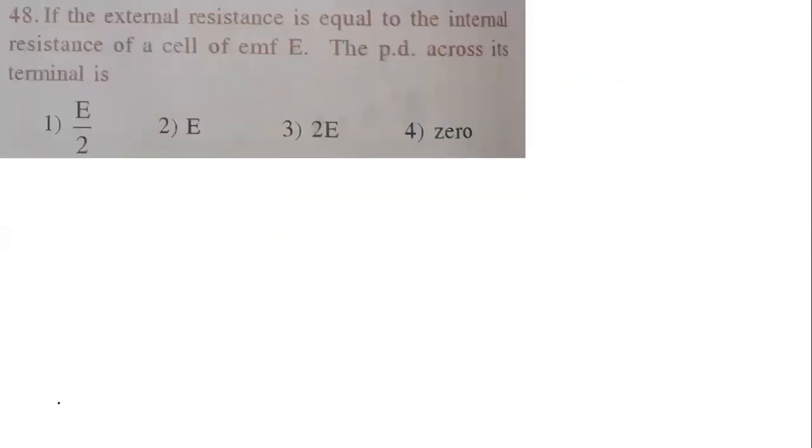Look at question number 48 now. If external resistance is equal to internal resistance, so look at the words: external resistance equal to internal resistance. So let's say R = r, of a cell of EMF E, then the potential difference is how much? We need to find the answer in terms of E. So EMF is given by what formula? E = V + Ir. So the potential difference V we need to find out.